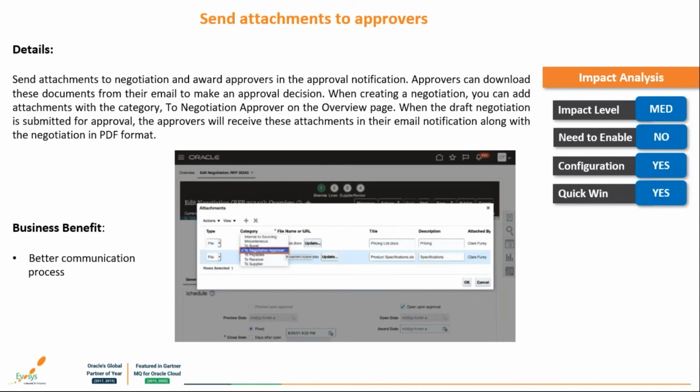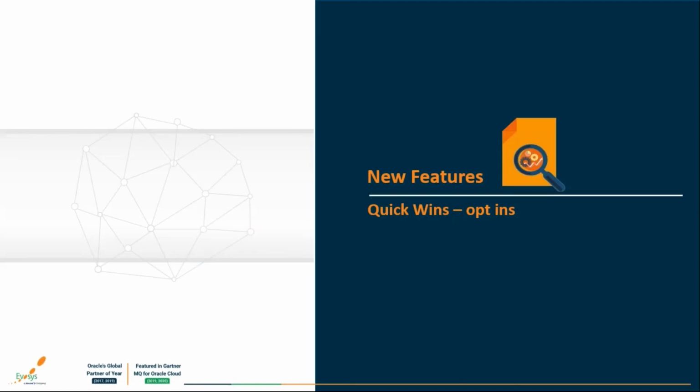So the business benefit is better communication process. The impact level is medium. There is no need to enable it, but of course there is configuration in this feature, and of course it's a quick win. Now we are going through the quick win with opt-in.